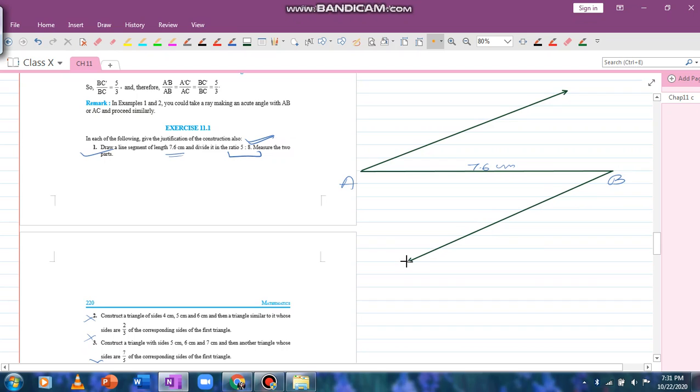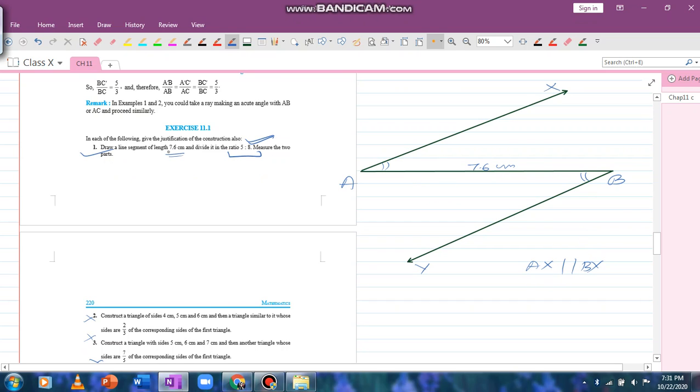So let us say these are the two arms which are parallel, and we had AX and BY. The angle at A and angle at B were equal, which made AX parallel to BY. This was the second step.